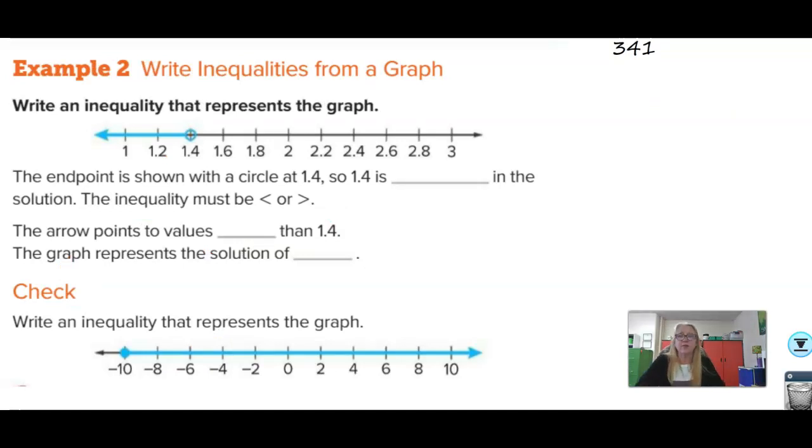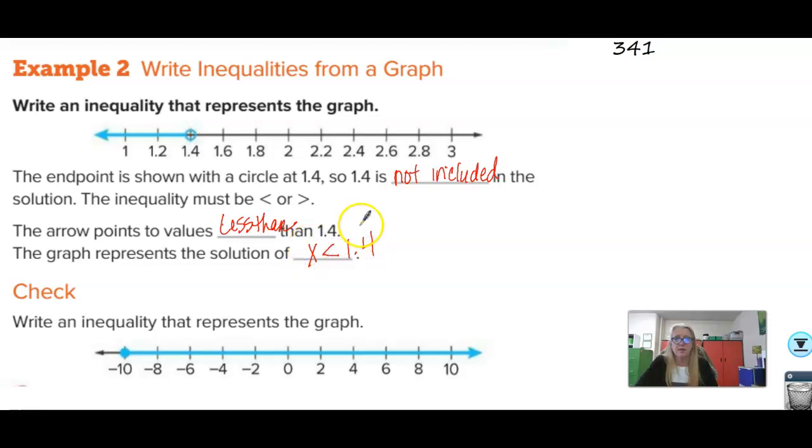Okay, then you will be given a graph and you have to write the inequality, okay? It says the endpoint shown with a circle at 1.4. So 1.4 is the cutoff in the solution. Is not included, is what they want you to write. Not included in the solution. The inequality must be greater than or less than. Okay, so have they given us the letter that they want us to use? I don't see that they've asked for a letter. Okay, so we're going to go with x then, I guess. The arrow points to values less than 1.4. The graph represents the solution of x is less than 1.4.